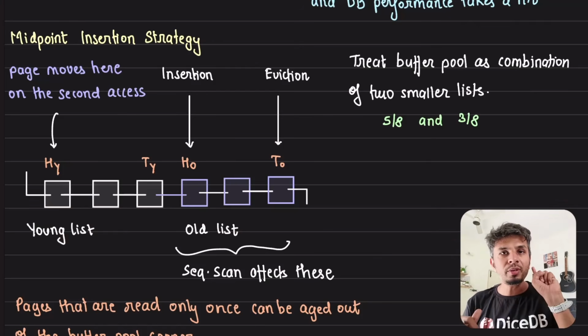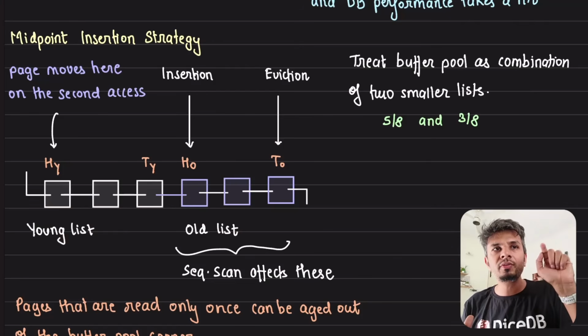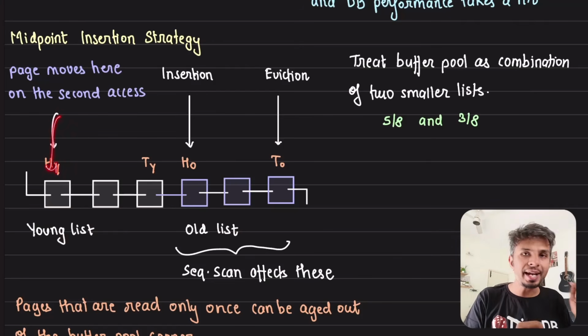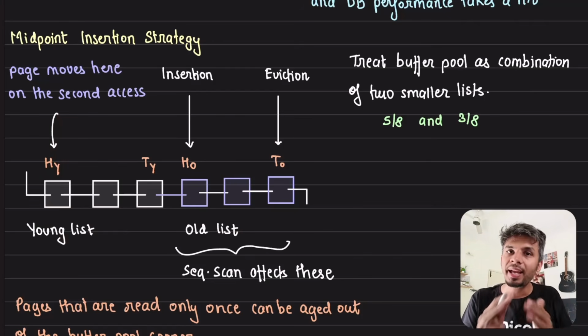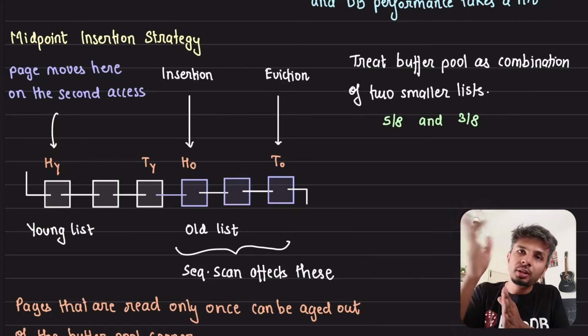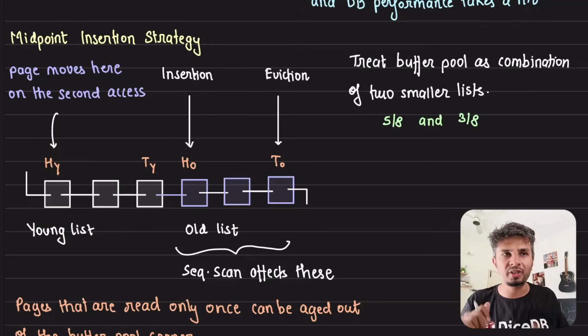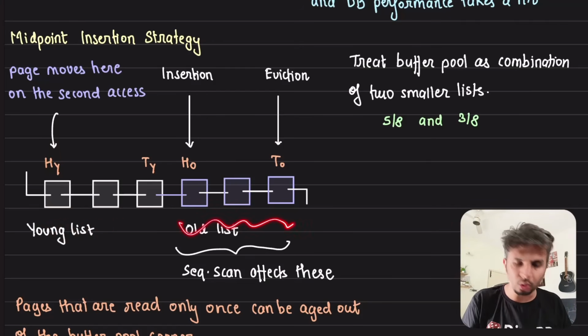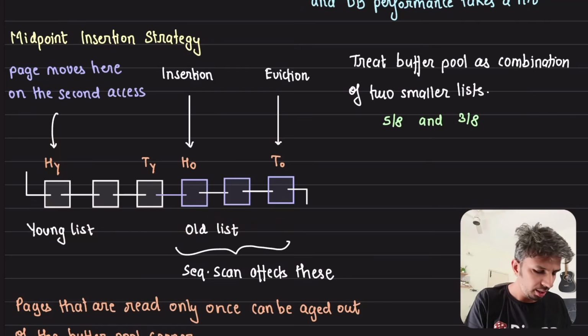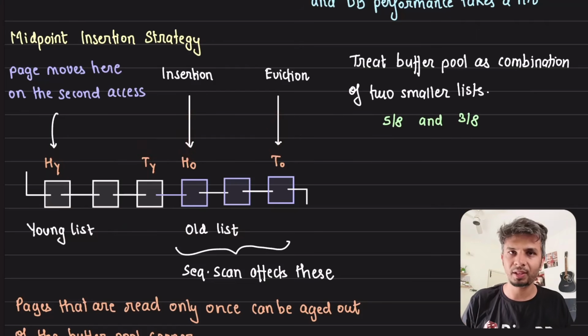Now, when you insert, instead of inserting at the head, which is the most recently used page in the case of a strict LRU implementation, you insert at the head of the old list. Let me get it straight. You have your young list, which is 5/8 of the nodes, and you have your old list, which is 3/8 of the nodes. This is the head of the young list. This is the tail of the young list. This is the head of the old list. This is the tail of the old list. Your insertion happens from here. Your eviction happens from here.